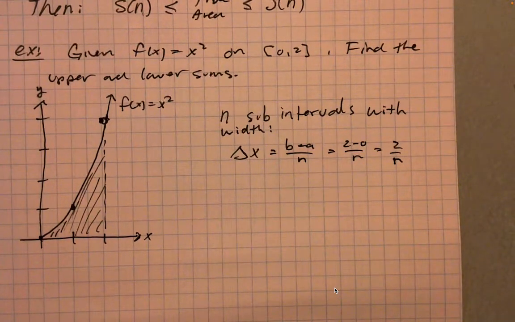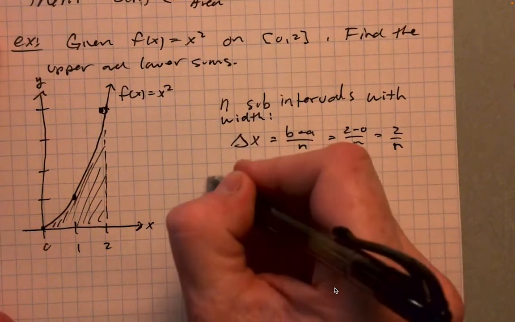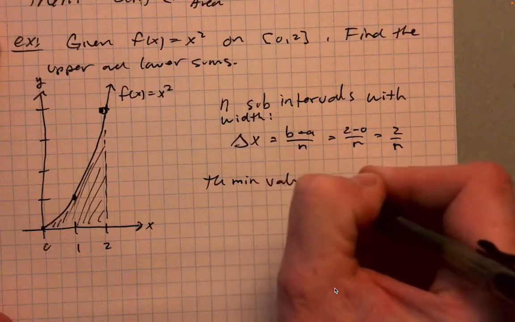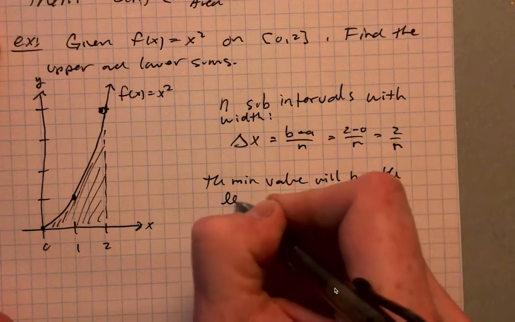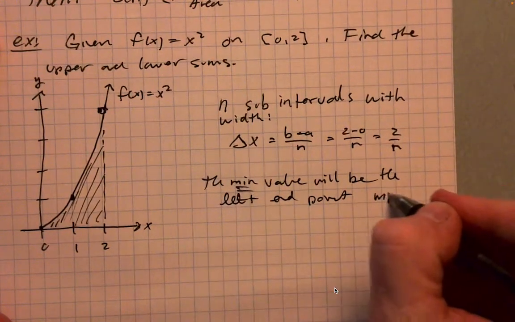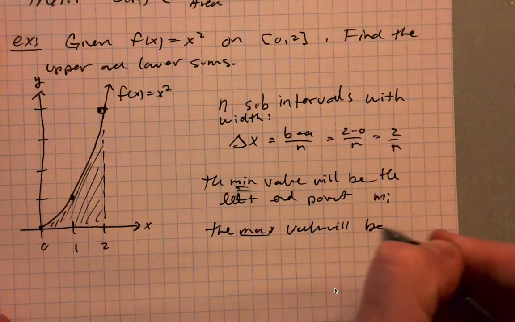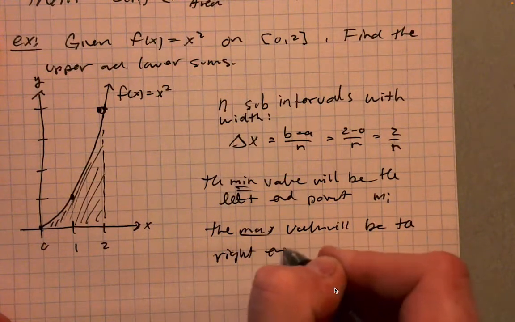Now, in this example, because f is increasing from 0 up to 2, which side is going to be the max and which side is going to be the min? Well, since f is increasing, the min value on each interval is going to be the left endpoint. Okay, so the min value, that's going to be your little m_i. The max value will be the right endpoint.